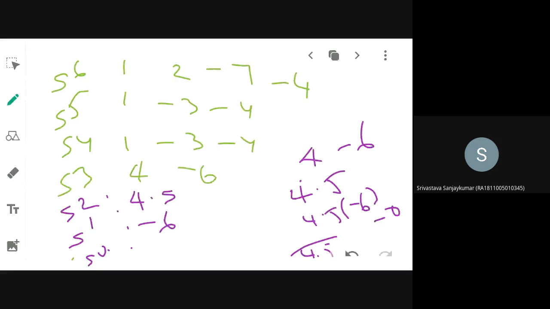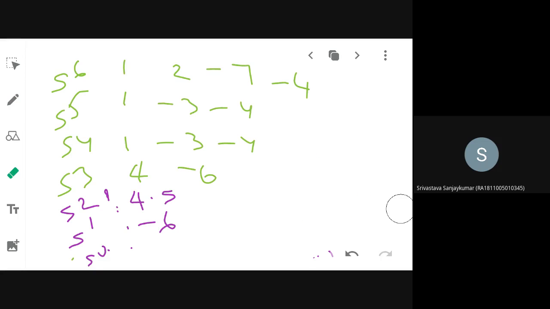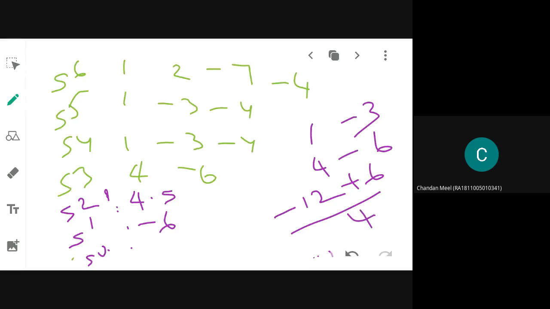What sign are you getting for 4.5? 1 minus 3, 4 minus 6. So I think it is minus 1.5. 12 plus 6 divided by 4. So that will be what value? Minus 3 by 2, 1.5. Minus 3 by 2. What's the answer?